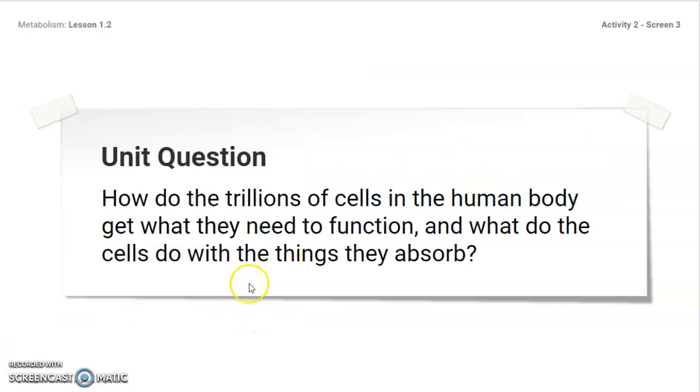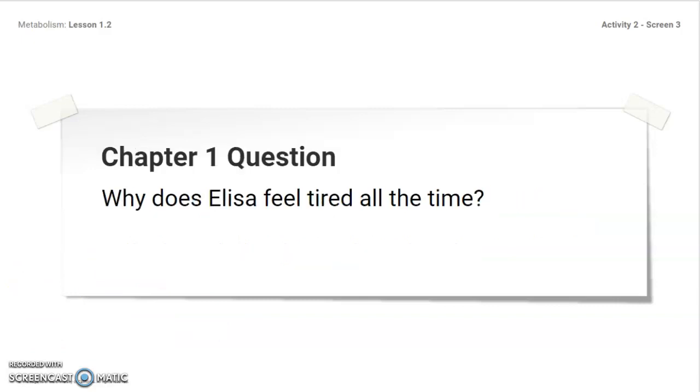So our unit question is, how do trillions of cells in the human body get what they need to function and what do the cells do when they absorb things? And remember, we're using that unit question as a big picture. We're going to scale it down a little bit just for chapter one, and we're trying to figure out why Elisa is feeling tired all the time.